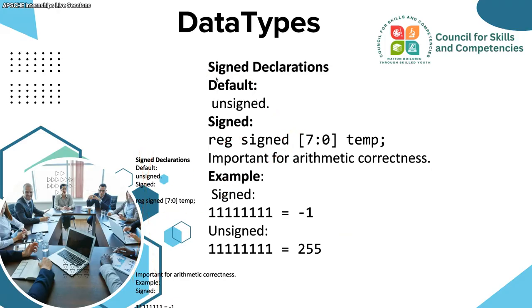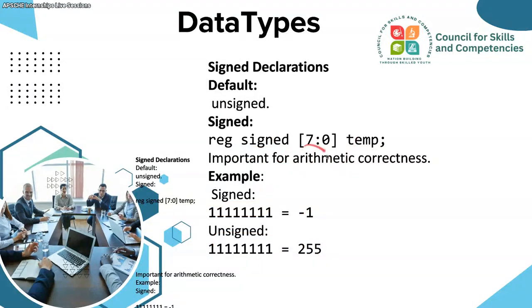Okay. So signed declaration: whatever you declare by default, apart from integer, reg and all, it is unsigned. So if you want to make a reg signed, you have to mention its sign value. So reg signed, it is a signed 8-bit. If it is a signed 8-bit, and all 8 bits are 1, then that means it is -1. And if it is unsigned 8-bit, and you give the representation all 1s, then it is 255. So that is the difference.